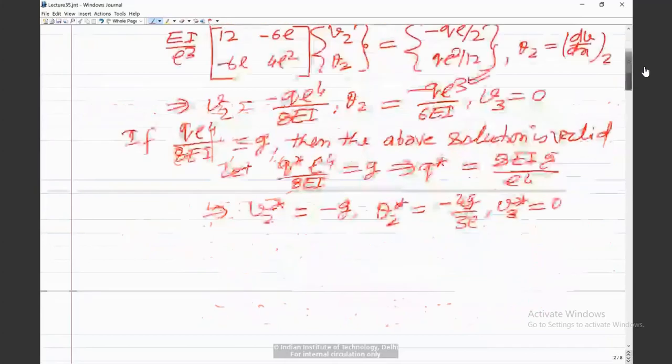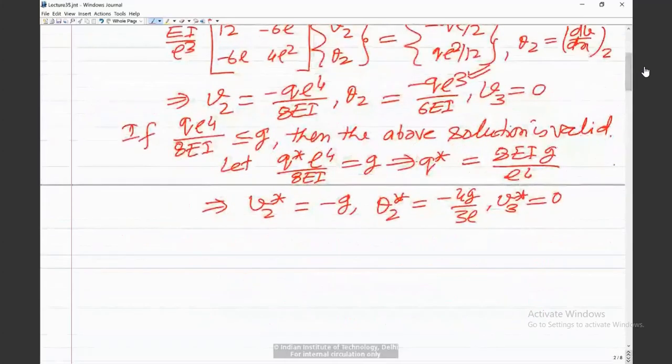Now if we look at case 2, when the load Q is greater than Q star, then node 2 is going to be in contact with node 3, and there would be displacement of node 3 also, and there would be a contact force between node 2 and 3.